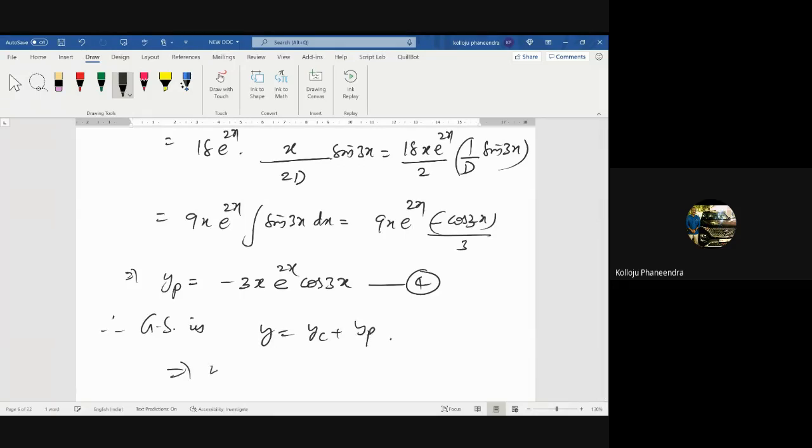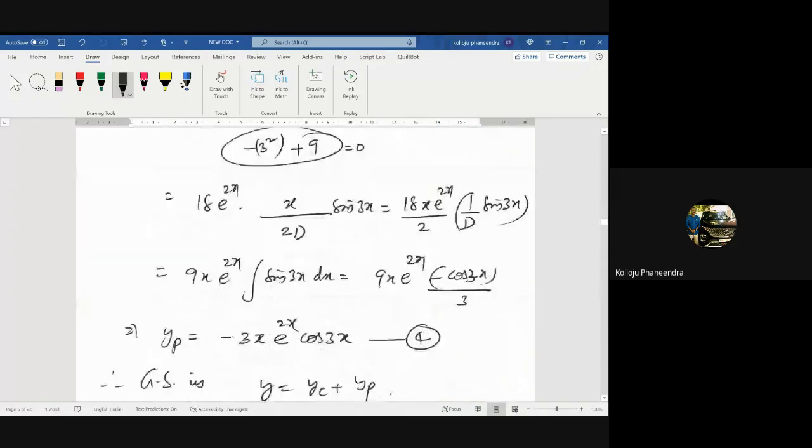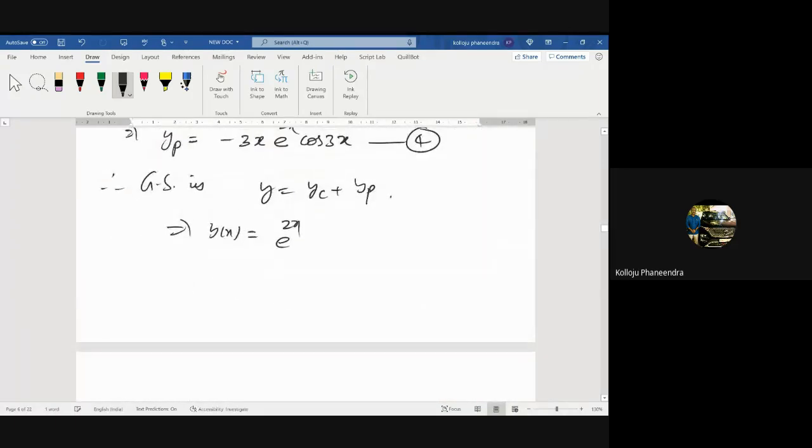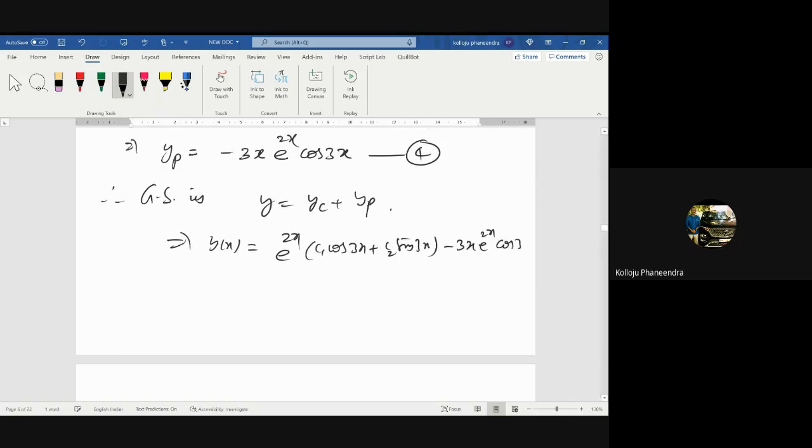You write y of x equal to, what is this value? E to the power of 2x, what is yc? E to the power of 2x (c1 cosine 3x plus c2 sine 3x) minus 3x into e to the power of 2x cosine 3x.